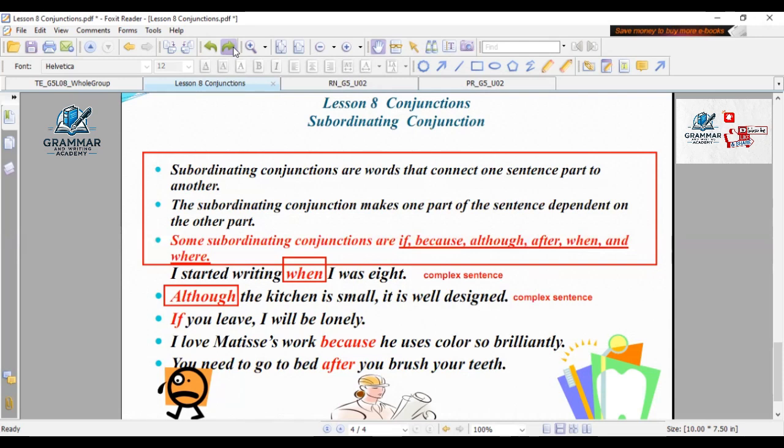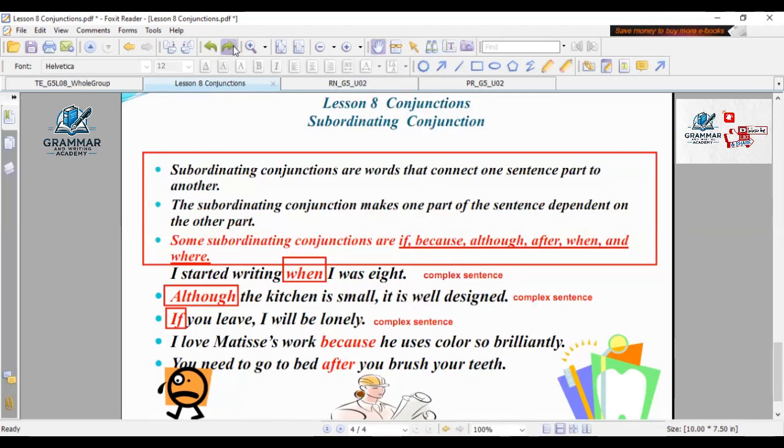Number 3. Okay. If you leave, I will be lonely. Here we have if. It comes at the beginning of a sentence. For this reason, it's followed by a sentence, you, subject, leave, predicate, comma, I'll be lonely. Another time here, we have a complex sentence. I think you got the point right now, right?